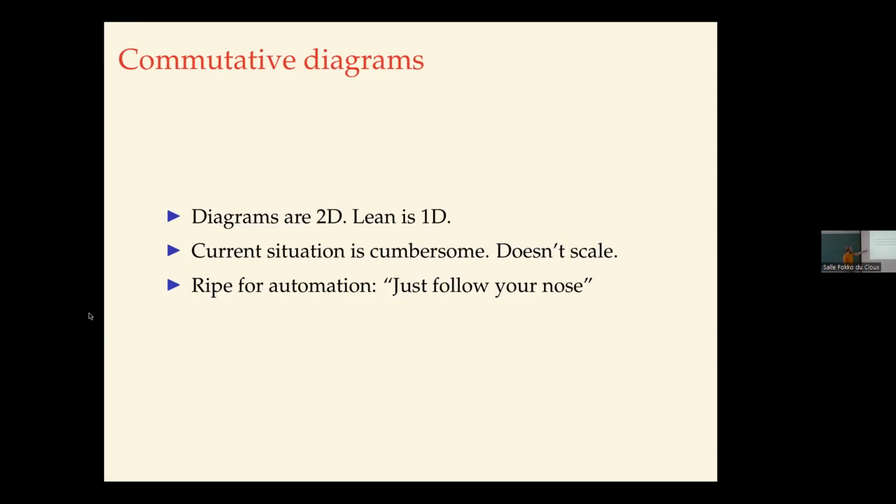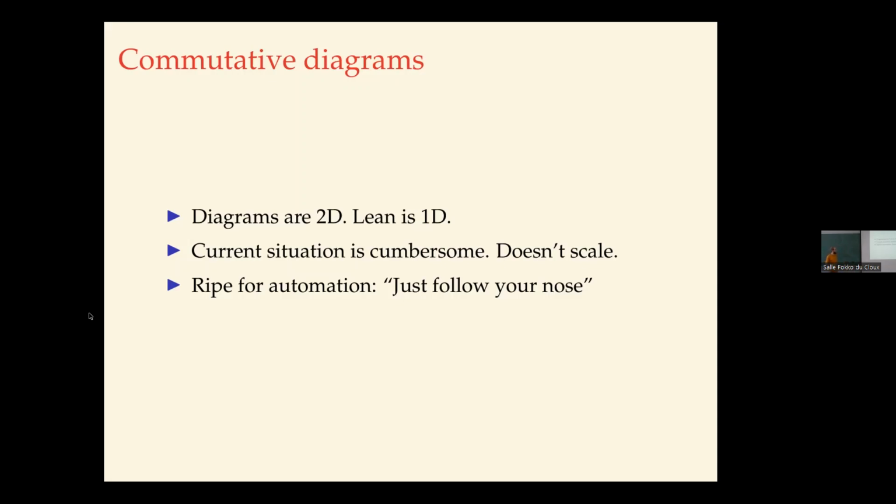So the current situation doesn't scale. I mean, we can do it for this project, but if we want to do more, then we need to think about a way of making commutative diagrams native objects that are well represented in Lean. And I think that's a very interesting project.